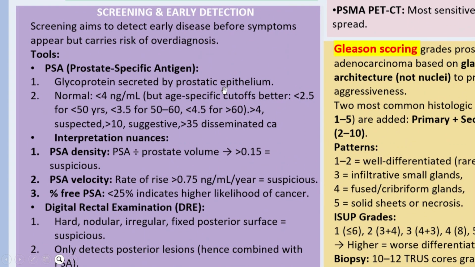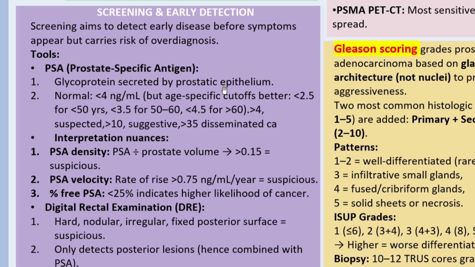So when you look at the screening and early detection, screening is going to aim at detecting the disease early before symptoms appear, but the problem is it carries a high risk of overdiagnosis. So whenever we are approaching a patient with a suspicion of prostate cancer or who has risk of developing prostate cancer, we're going to do the following.